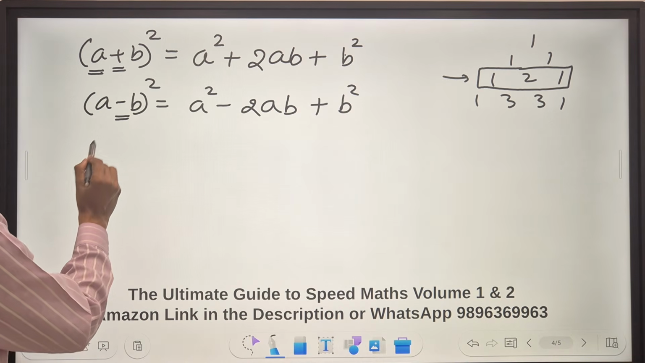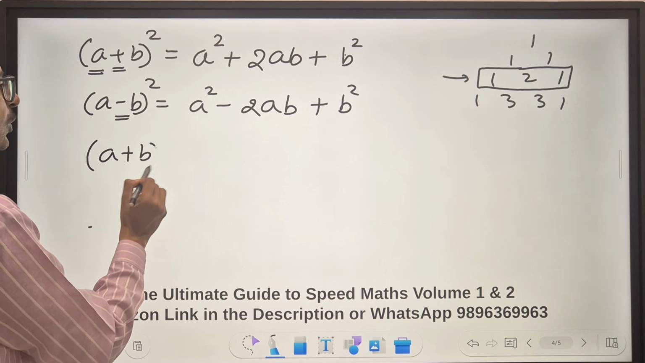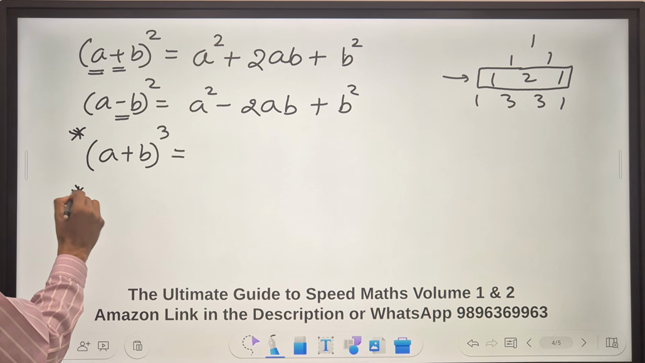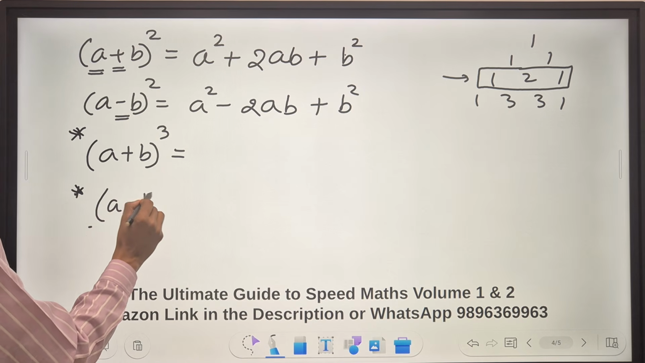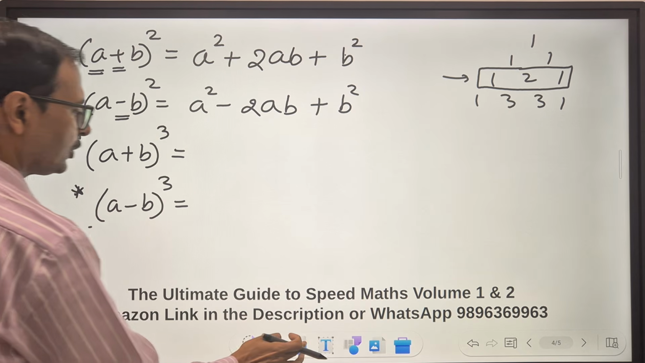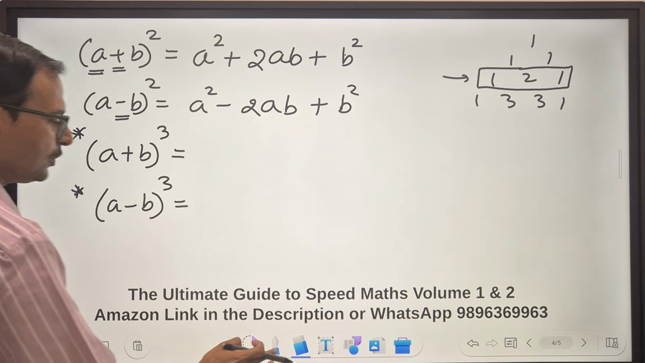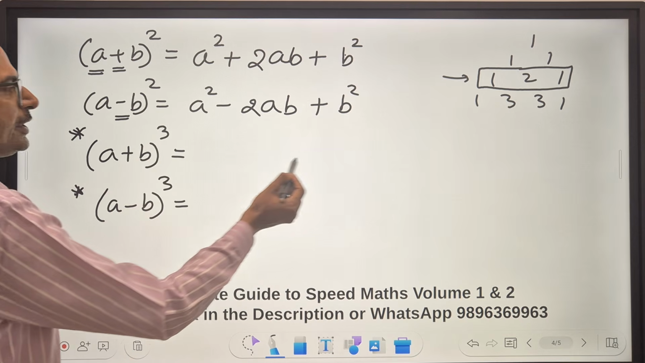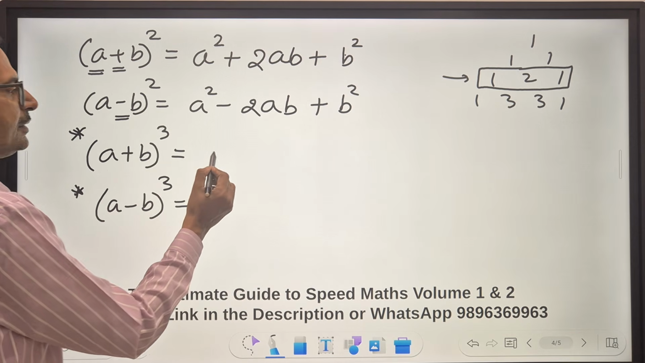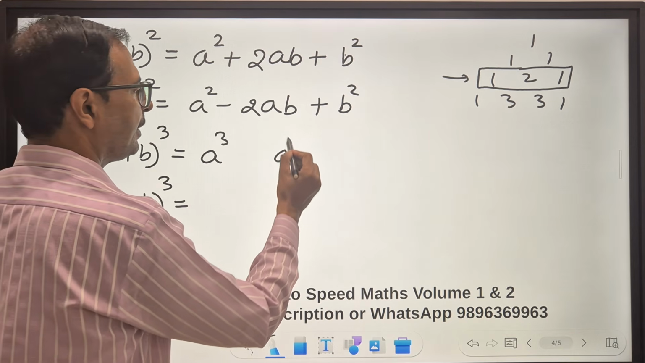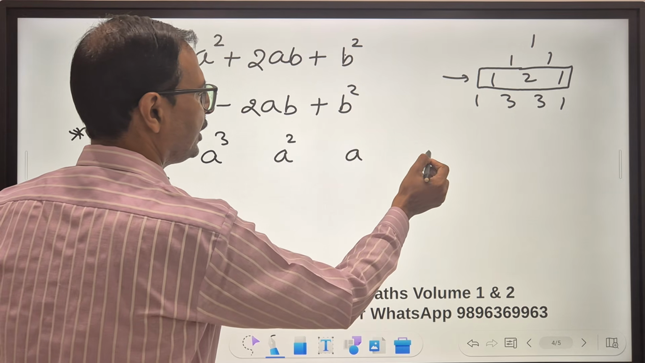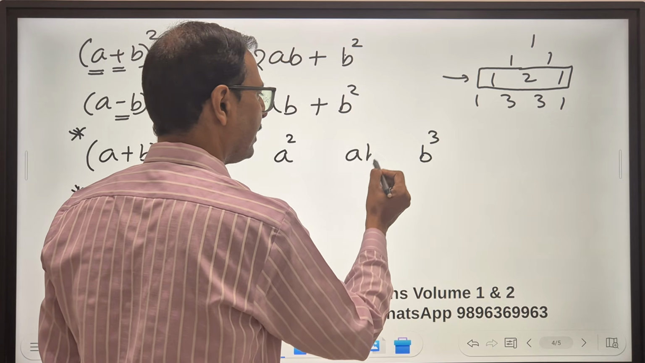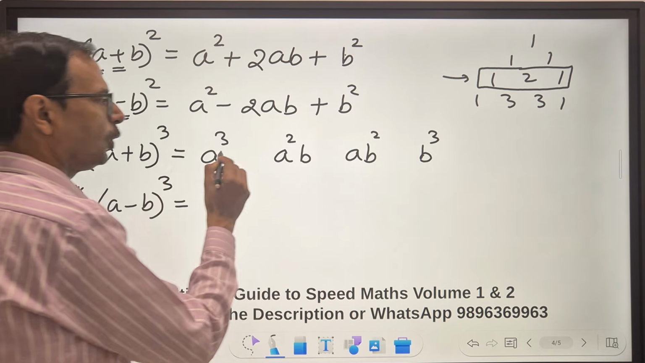Likewise, now you must be feeling comfortable. A plus b whole cube. Now this is where most of the students get confused between these two, where to put the negative sign. Now I am going to simplify this also, and you will see how easy it is. So power 3 means 4 terms. A power 3, a power 2, a power 1 and no a. Opposite, b power 3, b power 2, b and no b.